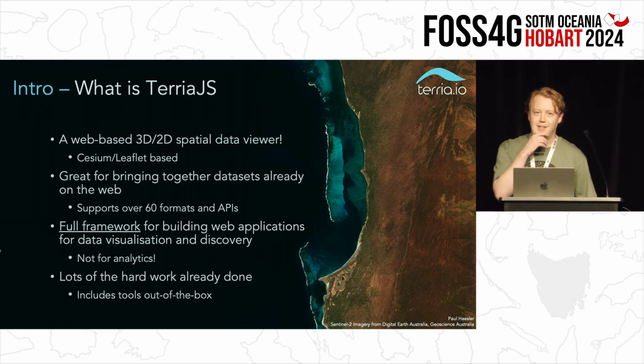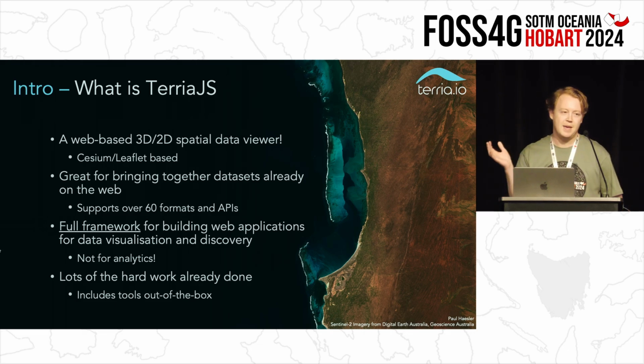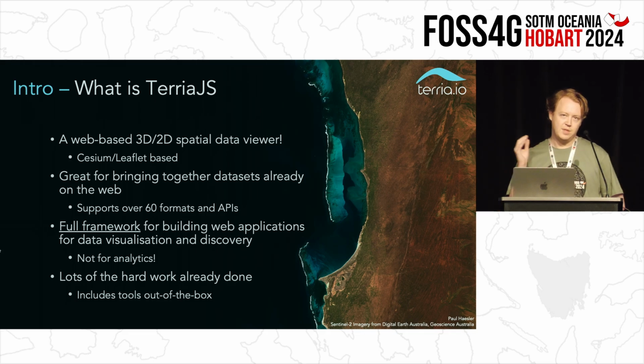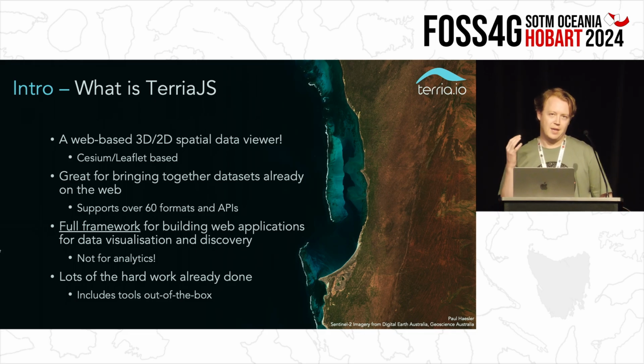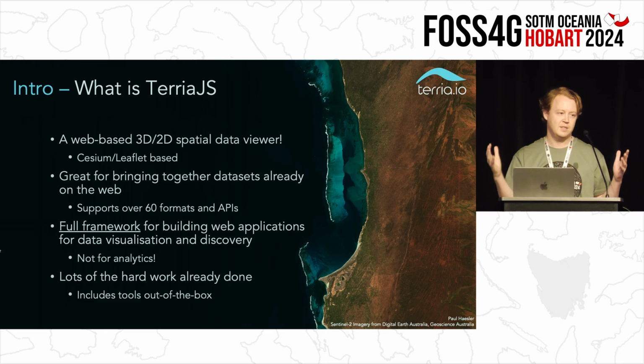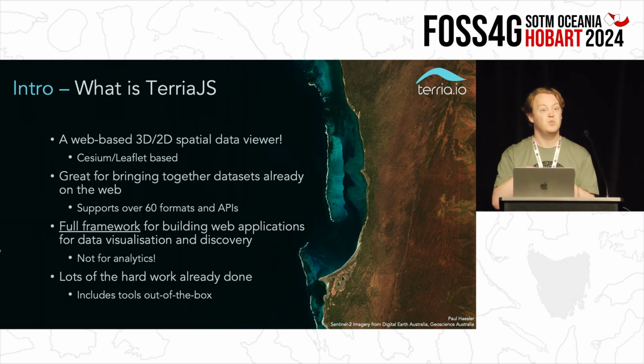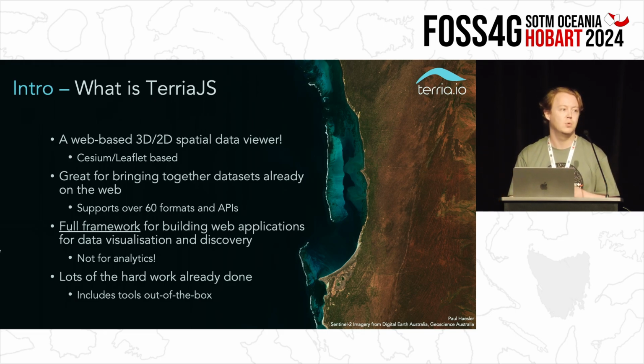So I like to think of TerriaJS as a web-based 2D, 3D spatial data viewer. So if you're familiar with Cesium, Terria is quite closely integrated or coupled with Cesium, I'd say. It's kind of a layer on top of Cesium. So you imagine you've got your 3D globe that Cesium provides. Terria sits on top of that, allows you to connect to over 50 different data formats and APIs, and we also provide some really nice tools to allow you to explore those different types of data that I'll show in a little bit.